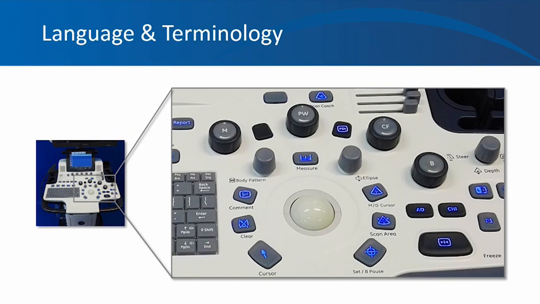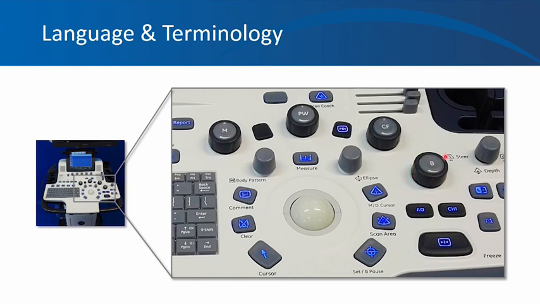Whatever machine you are using, you should be able to locate a few important modes and controls. For example, here B is the brightness mode, M is the motion mode, CF is the color flow Doppler, PW is the pulse wave Doppler, PDI is power Doppler imaging, and you also want to know how to adjust the gain or brightness of the image.